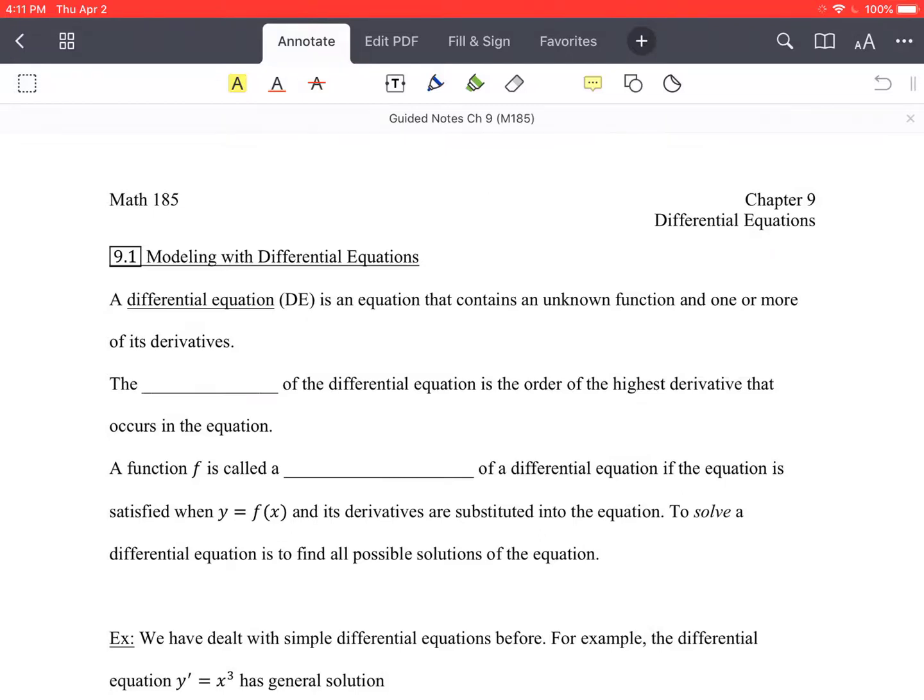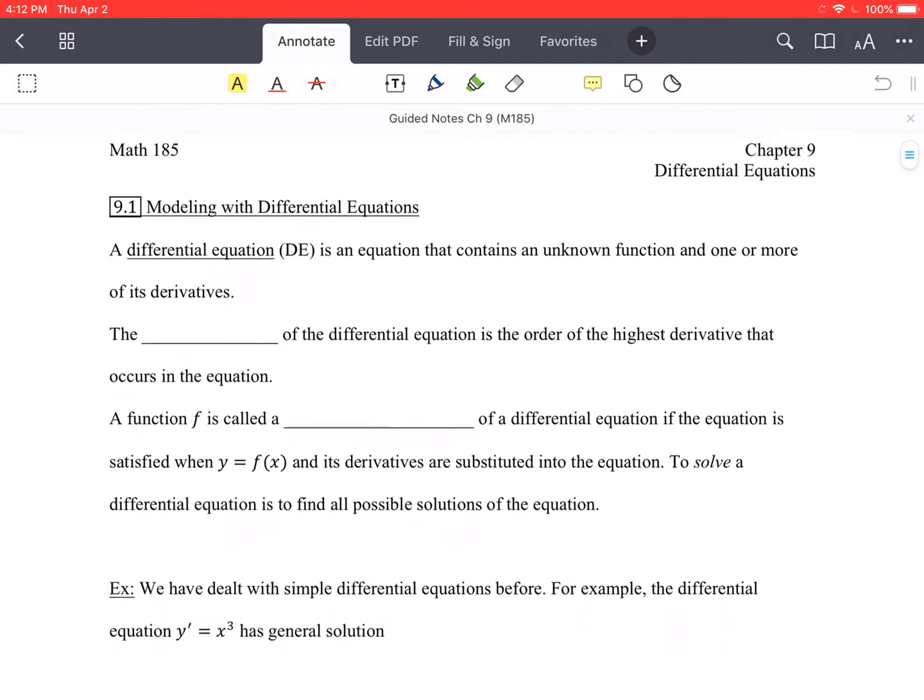Hi everybody, we are in chapter 9 talking about differential equations. So our interaction with differential equations is going to be fairly minimal. We're only doing 3 sections in this chapter, but this is really a good preview if you end up taking a differential equations course later on in your mathematics career, even here at SCC. But let's go ahead and get started and introduce what is a differential equation.